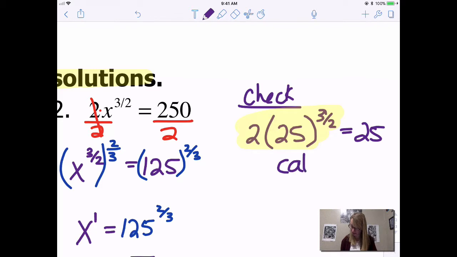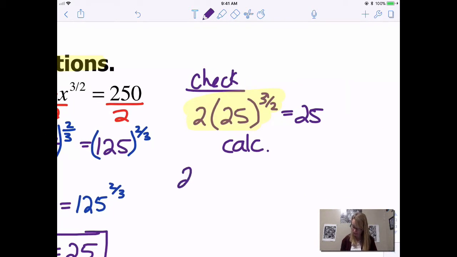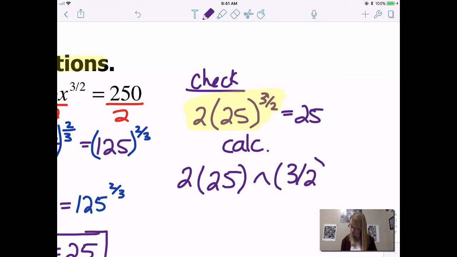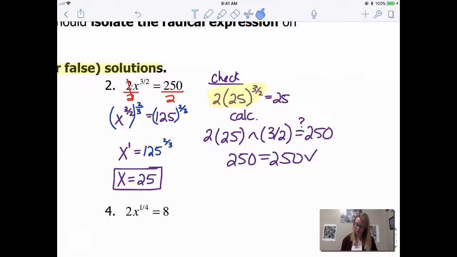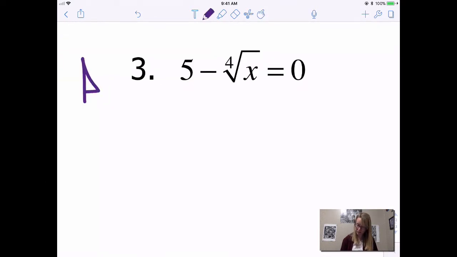So I'm going to say calc, just so that I know as your teacher that you've actually checked. Then I plug in 2, parentheses 25, caret, parentheses 3 divided by 2, and I want to know, does that side equal 250? When I plug that in, I do in fact get 250, so I get 250 equals 250, and that is a true statement.